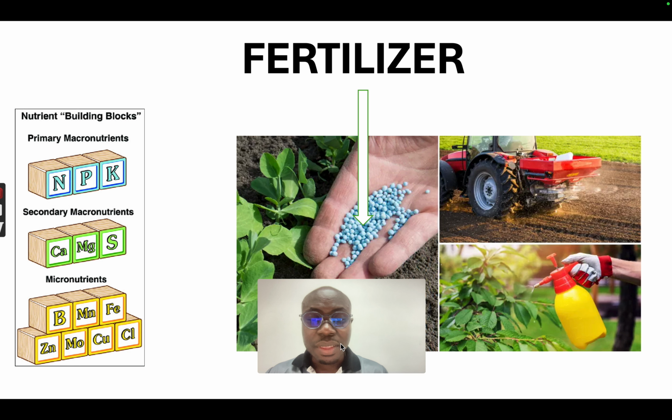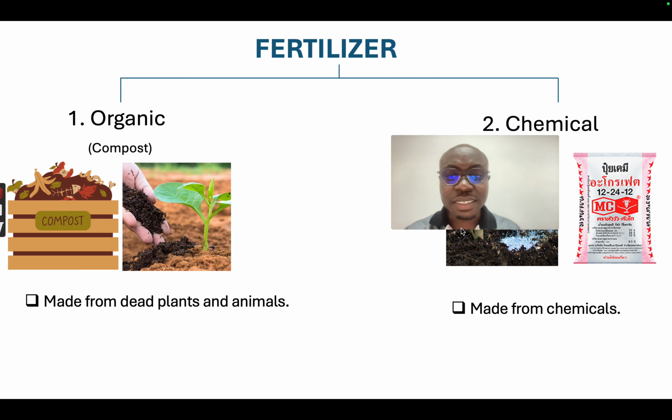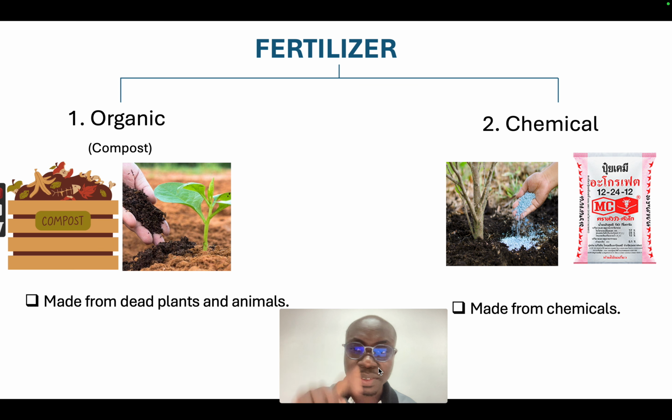Now, let's talk about fertilizer. If the plant doesn't have some nutrients, we can go to the market and buy fertilizer and put it in the soil, or sometimes we spray it on the leaves, okay? The plant can absorb it and get the nutrients. Now, fertilizers come in two types. We have organic fertilizer and chemical fertilizer.